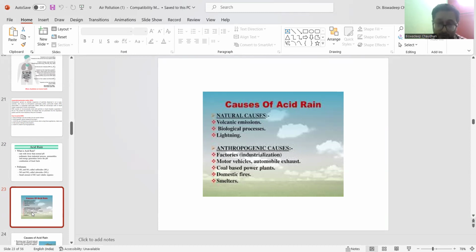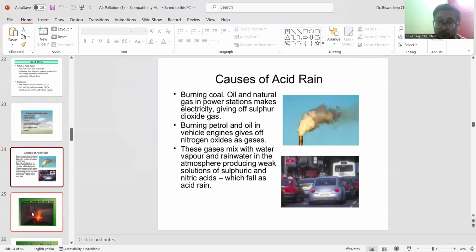So what is caused by us, by human beings? Next part, it is factories, motor vehicles, automobile exhaust, coal-based power plants, very important. Domestic fires, smelters. Domestic fires are also important, like bonfires, fire for cooking. All of these things involve burning of some biological components like wood, and fossil fuels. There will obviously be some amount of toxic gases produced from them.